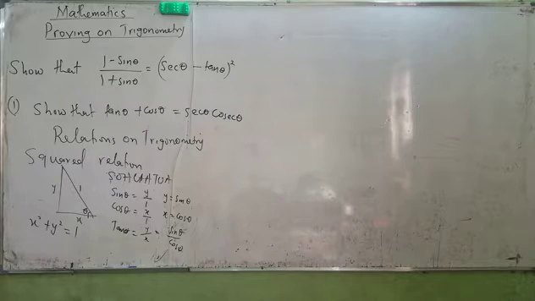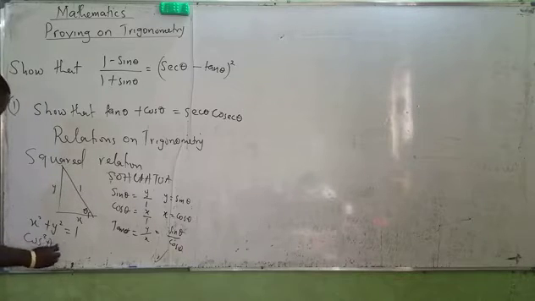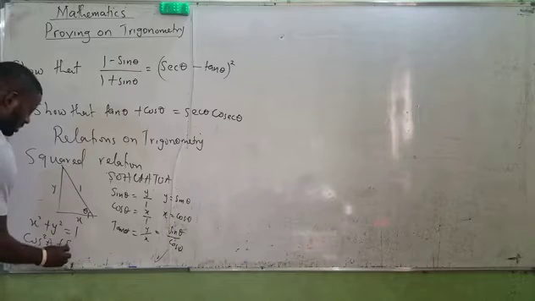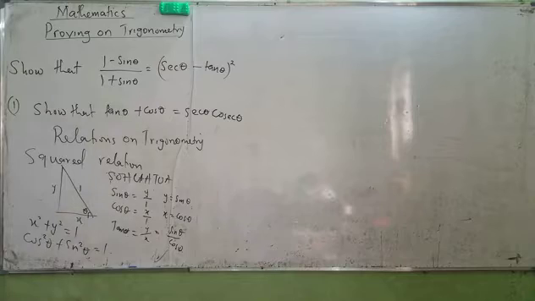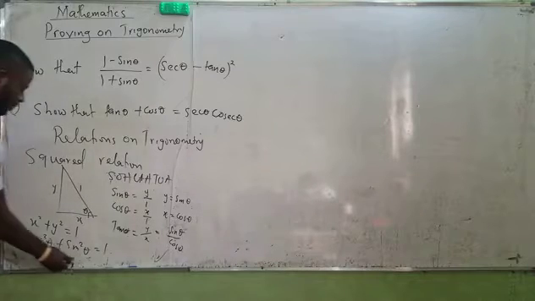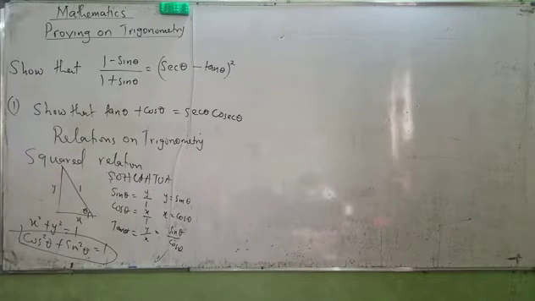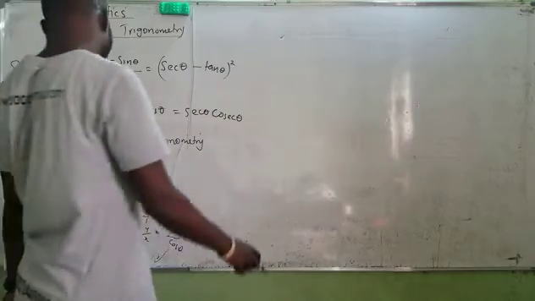But mind you, I'm trying to talk about relation. Talking about square relation, my x is cos squared theta plus my y is sine squared theta equals 1. That is what I'm trying to do. With this, I'm talking about the square relation. That is the square relation I'm referring to.